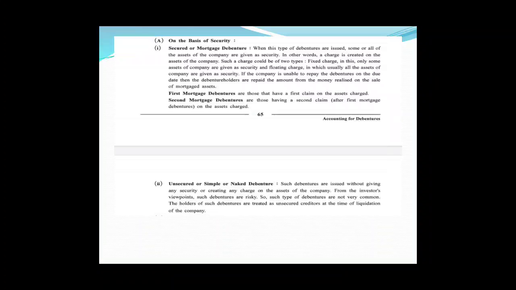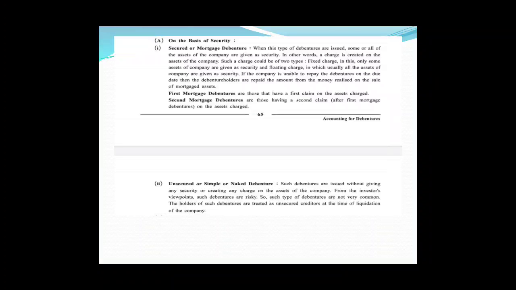Friends, if same asset or assets are mortgaged two times or more than one time, so when it was mortgaged first, those debenture holders will be having first claim on that, and when it is mortgaged for the second time, those debenture holders will be having second claim, that is after first mortgage debenture. Okay, let us talk about unsecured debentures.